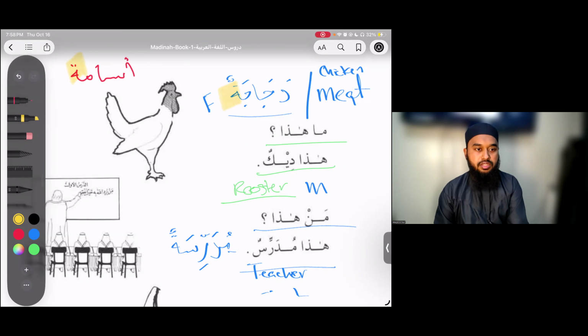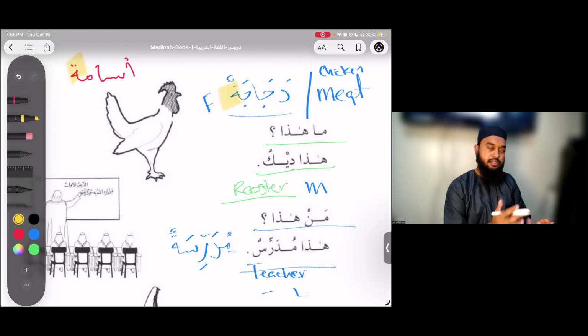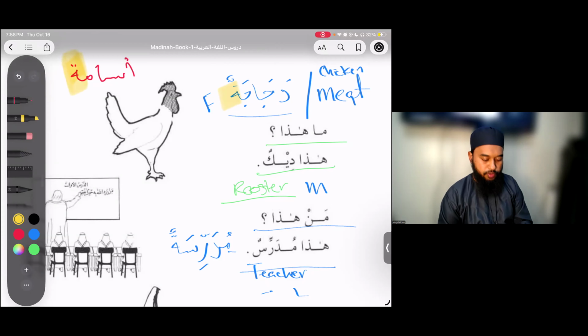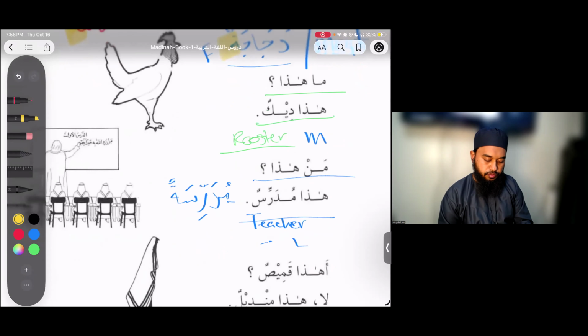They keep it as a unisex name. However, I find it to be weird, subhanAllah, because if it's linked to a Sahabi, let's leave it to a Sahabi. But nonetheless, the ta marbuta refers to a female object. Hada dik, this is a rooster.